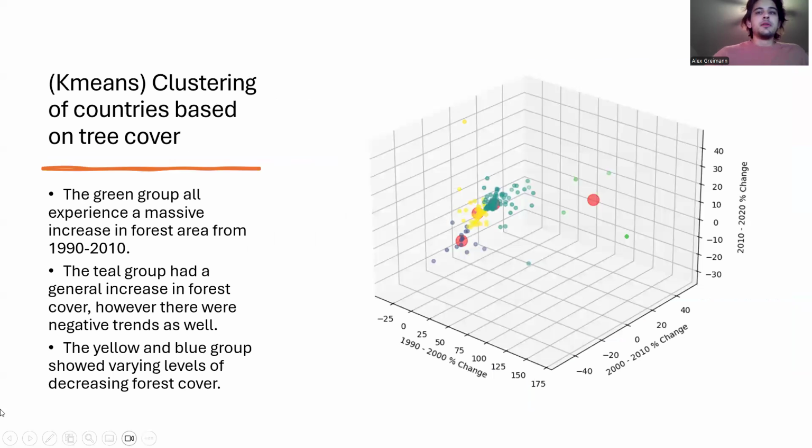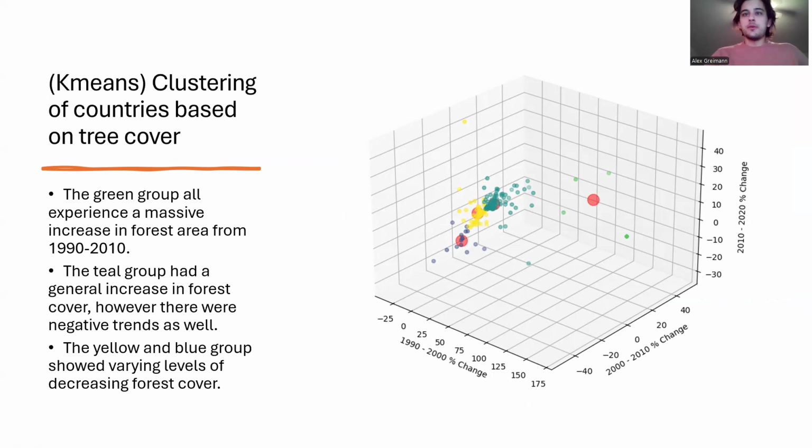Okay, so here are some results. I performed k-means clustering of countries based on tree cover changes. So the data's on the right in its clusters. You have three-dimensional data. I didn't perform PCA. I didn't reduce it at all.